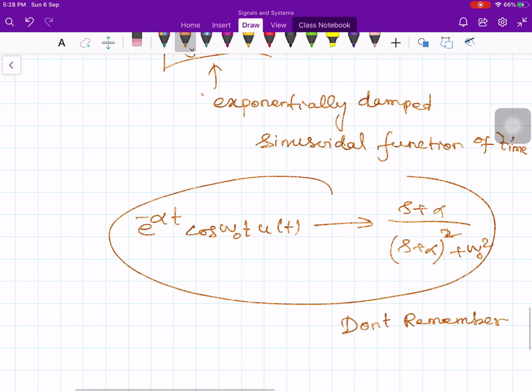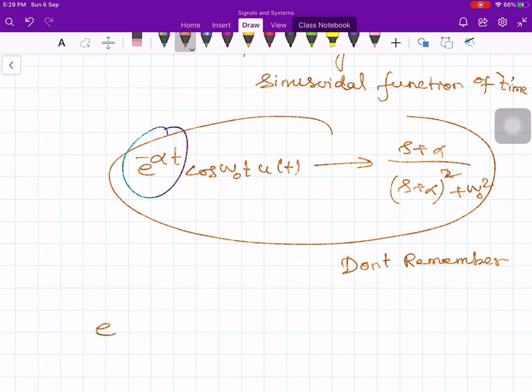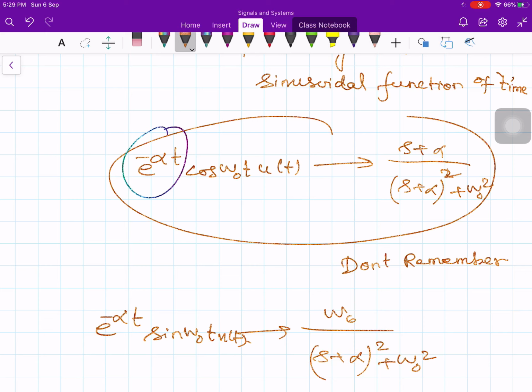Whenever it gets multiplied by an exponential factor of this type, like e to the minus alpha t, you should be able to do that very simply. Wherever you find s, simply replace s by s plus alpha. In a similar manner, you can find e to the minus alpha t sin omega naught t u of t. This is omega naught divided by s plus alpha the whole squared plus omega naught squared. We know the Laplace transform for sin omega naught t into u of t: this is omega naught divided by s squared plus omega naught squared. Simply, s will be replaced like this.